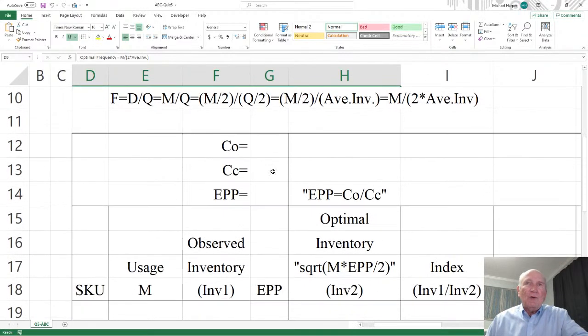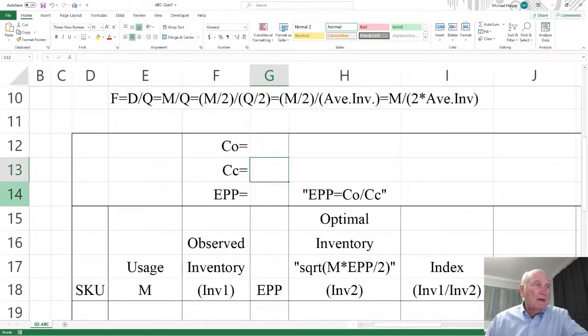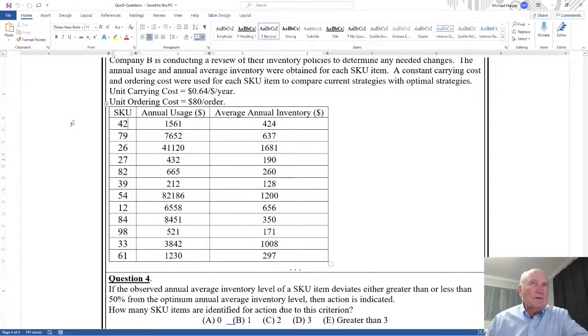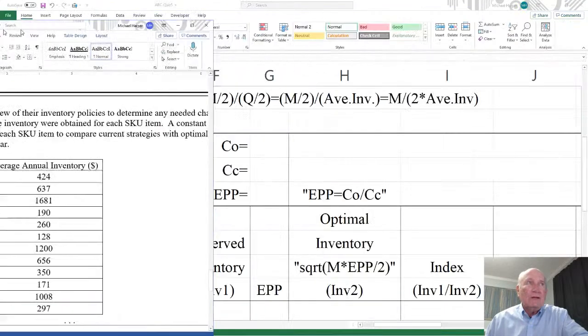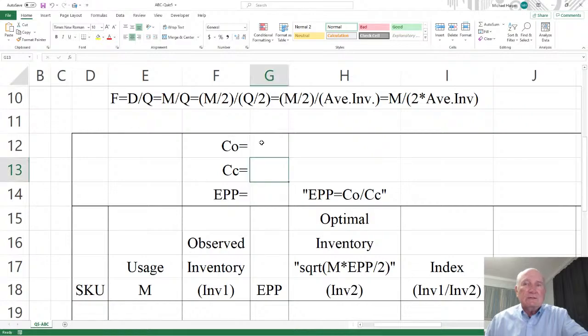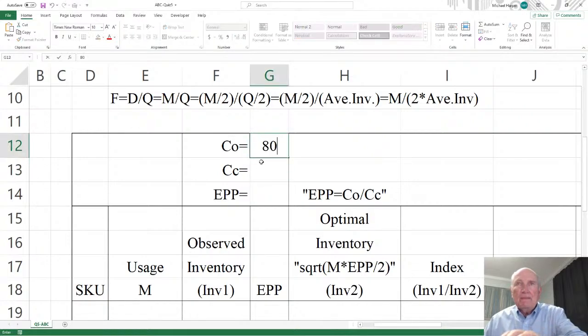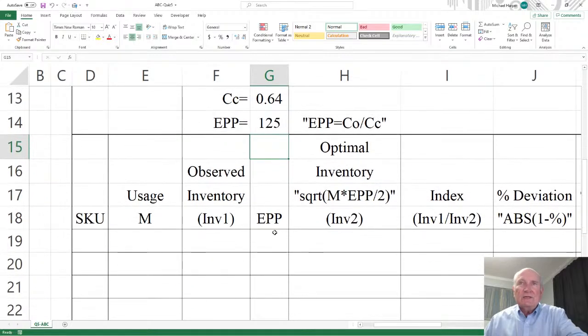First of all, we have our ordering and carrying cost here. From the problem, our carrying cost is 64 cents per dollar per year. The ordering cost is $80 per order. So ordering cost is 80, this is 0.64, and this is just the ratio of ordering cost to carrying cost. And we got 125.